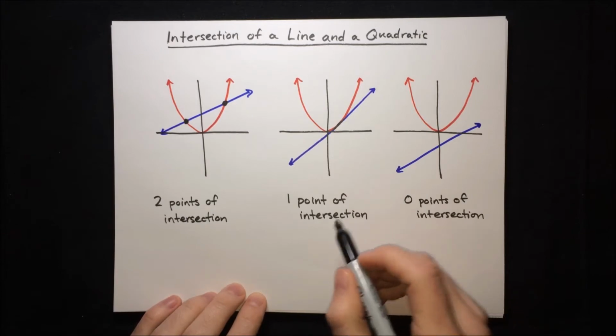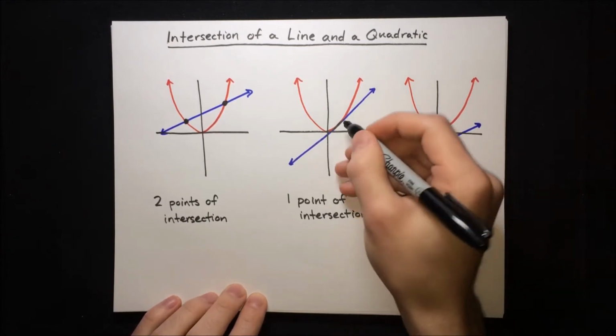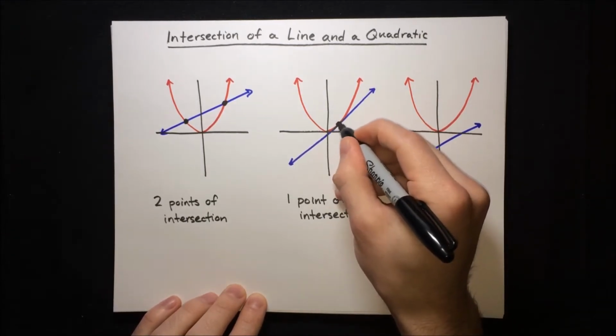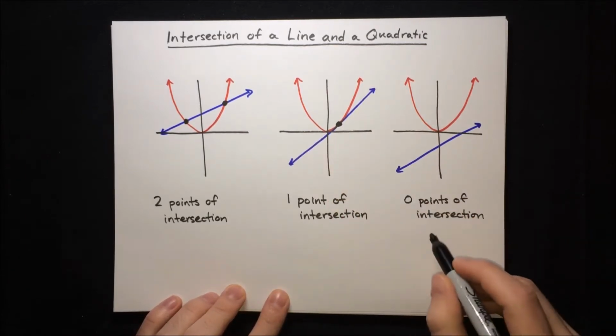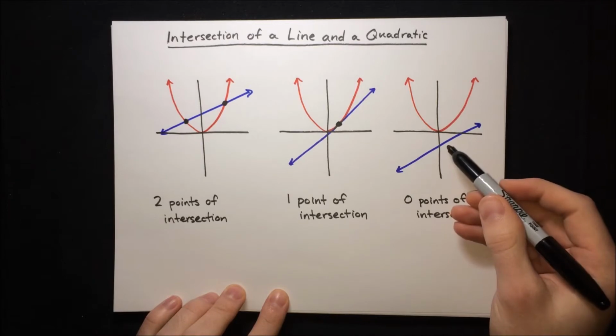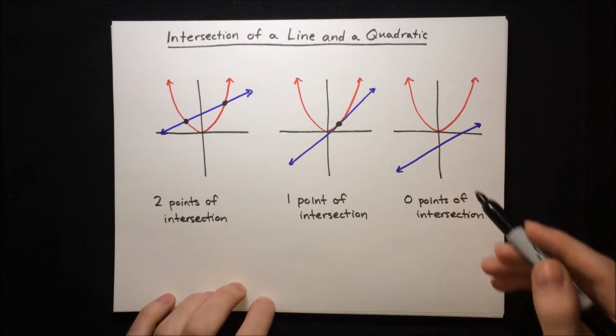We can also have just a single point of intersection, where the line just hits the parabola as a tangent. And lastly, we can have 0 points of intersection, where the line and the parabola don't cross at all.